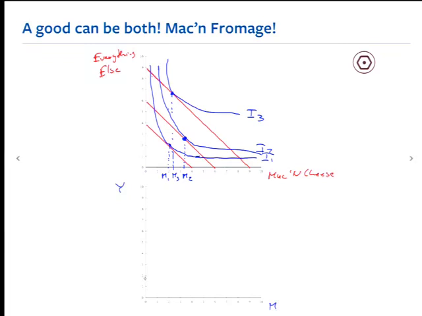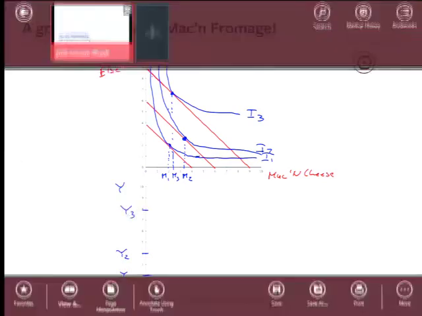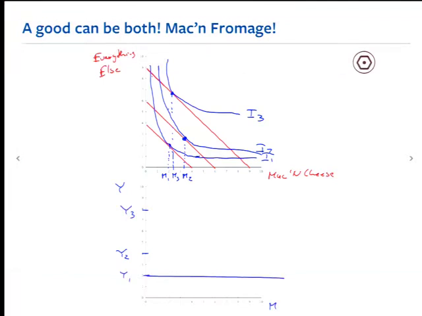So let's say the low level of income is $2. Let's call this Y1. The second level of income, let's call that $4. And the last level of income, $8. So let's do the same thing, right? Let's figure out what the Engel curve looks like at these three levels of income. 2, 4, 8. So let's just drop down the M1 here.